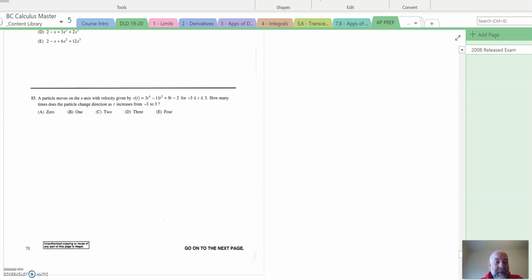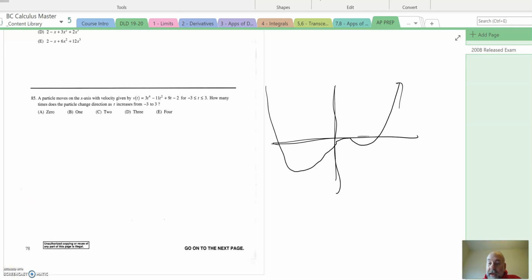Particle moves by that. How many times does the particle change direction as increases the next 3? I need to plug this thing in. Clear. So it's 3x. I'm pausing it because I want to make it. Okay, so I graphed it. It looks something like this, and then I want to know what was going on in this little part right here.